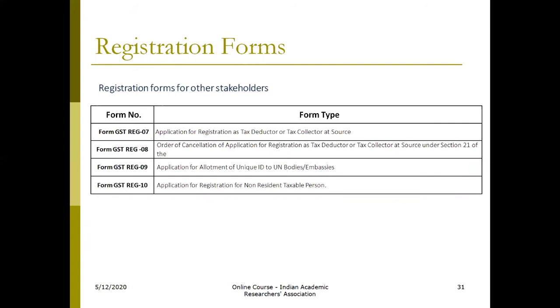GST registration number 8 is the order of cancellation of application for registration as tax deductor or tax collector at source under section 21. GST registration number 9 is the application for allotment of unique ID to United Nations bodies or embassies. GST registration 10 is the application for registration for non-resident taxable persons. So it is a universal format adopted by all the countries.